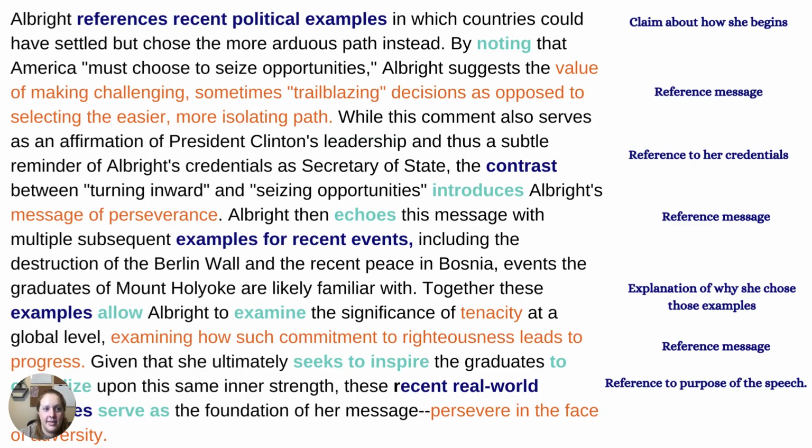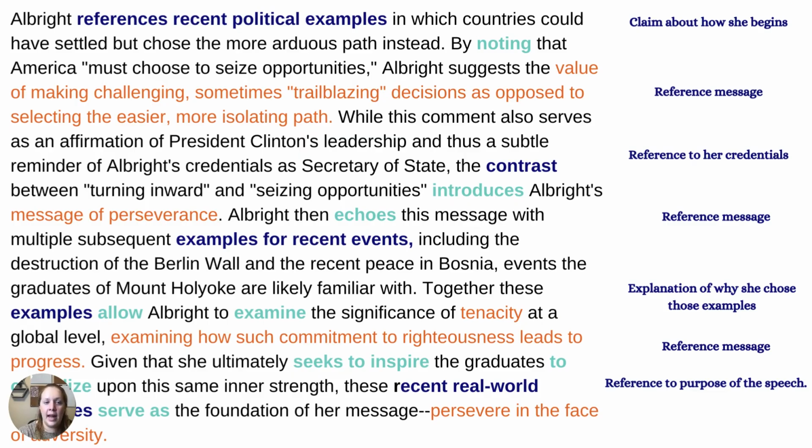So in our topic sentence, it says, "Albright references recent political examples in which countries could have settled but chose the more arduous path instead." Notice that I said examples in which, and I explained it, because we don't want to just stop at "Albright references recent political examples," because that's true, but that doesn't really tell us anything about the examples. So remember, we want either the what and the why, or at least a very specific what in our topic sentence. Also, we're looking for a more elevated word choice. The word arduous means difficult.